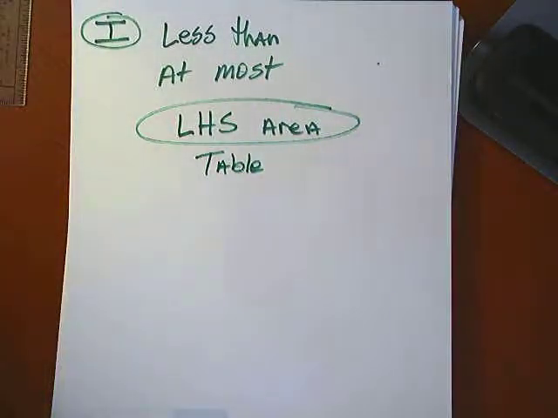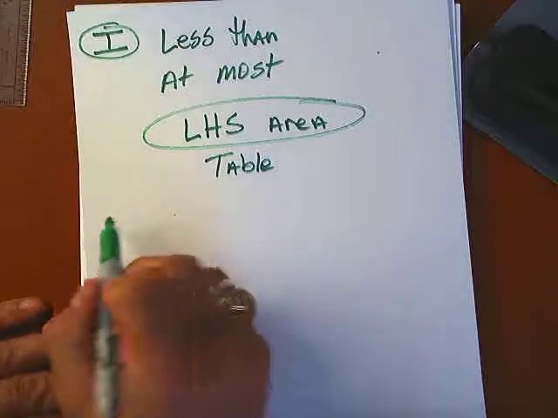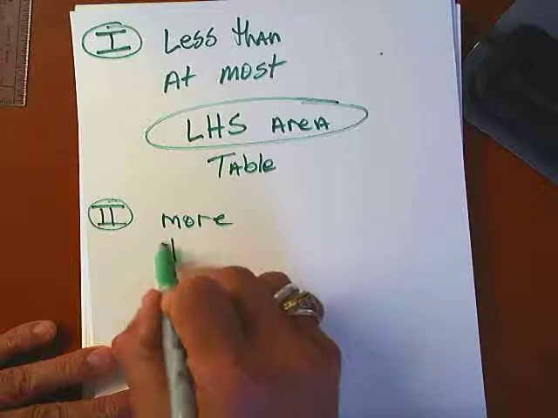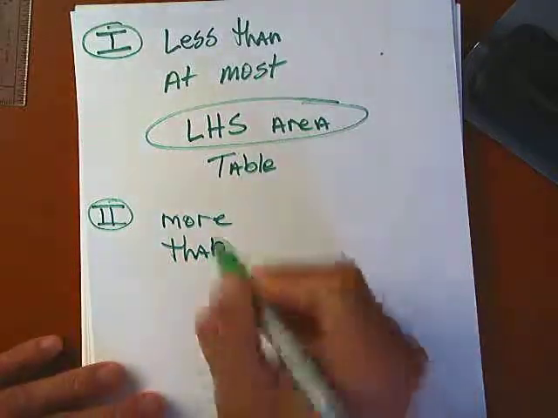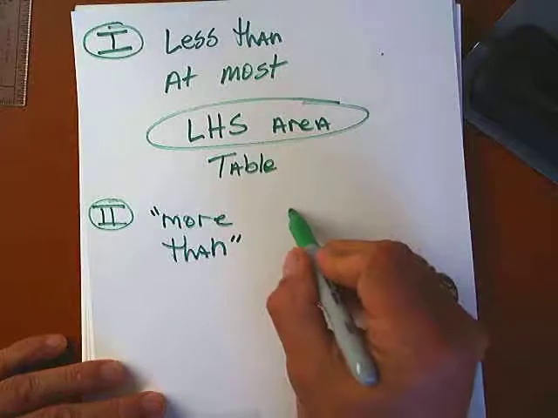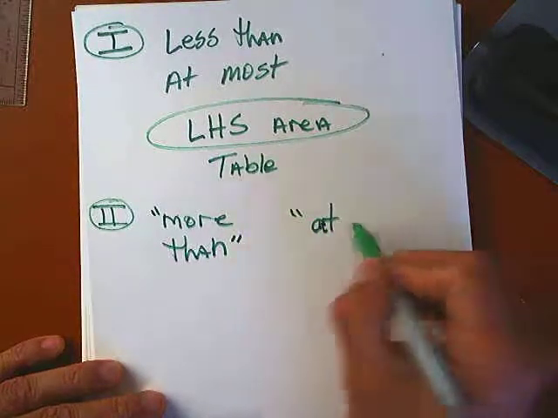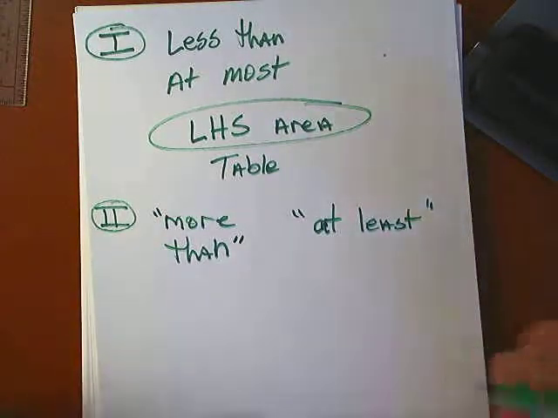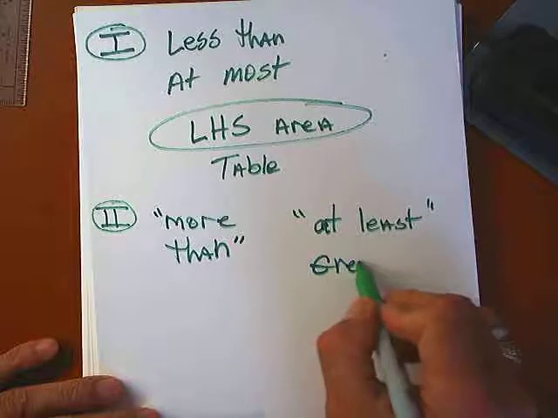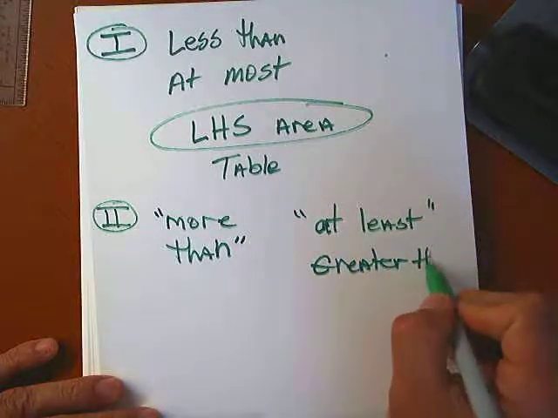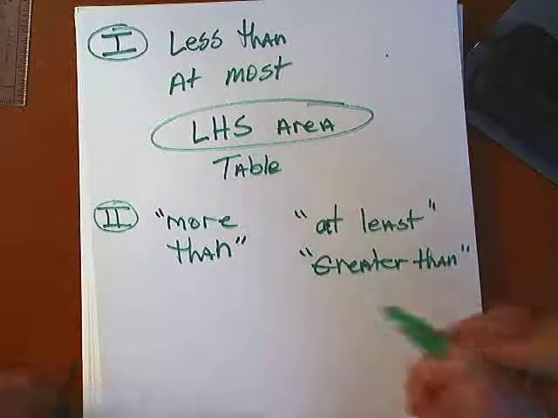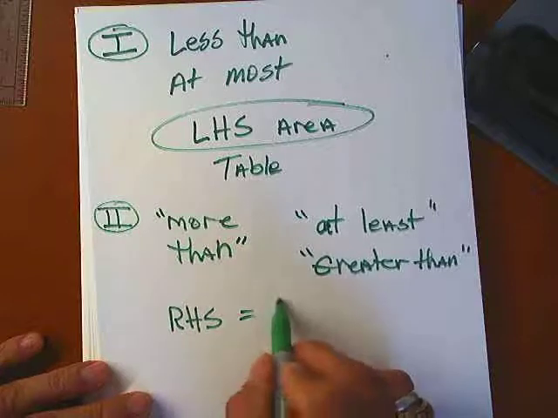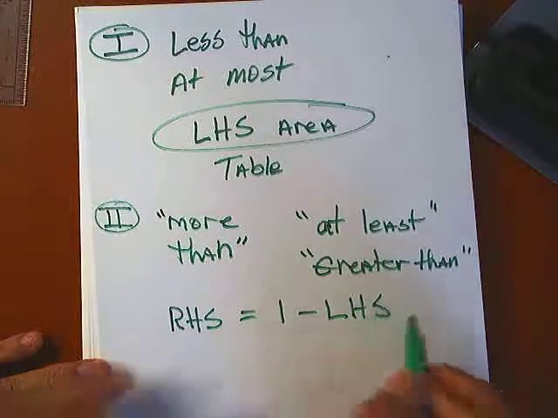Okay? So, you've got 3 types of problems with the z-scores. And this is 6.2 as well as 6.3. 1. You've got a problem that's going to say less than or at most. Anything like that, that means you're going to read the left-hand side area. And the left-hand side area is what the table gives us. Okay, so that's the first type of problem you're going to have.